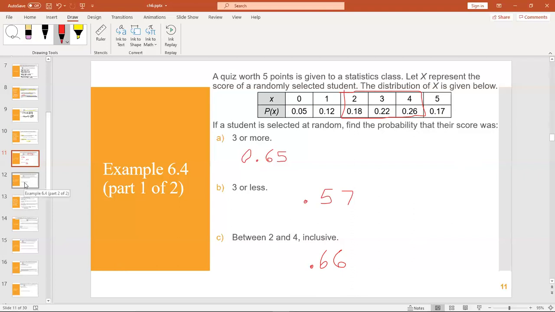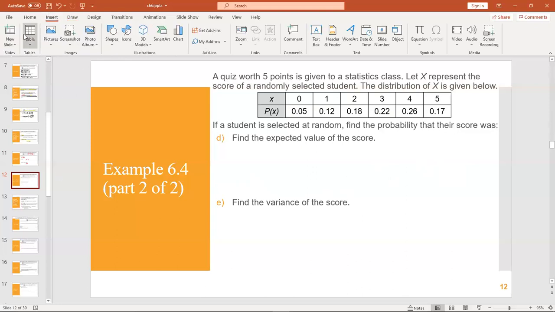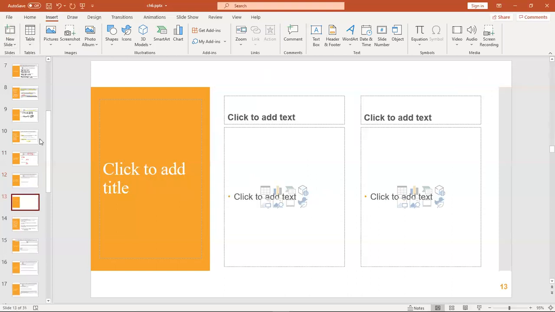All right, let's keep on chugging here. What else do we got here? So find the expected value of the score. All right. So here's what we're going to do. Let's actually get a new slide here.